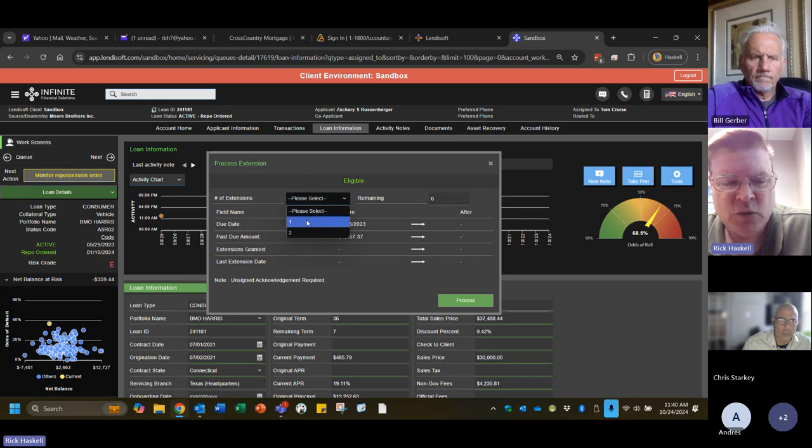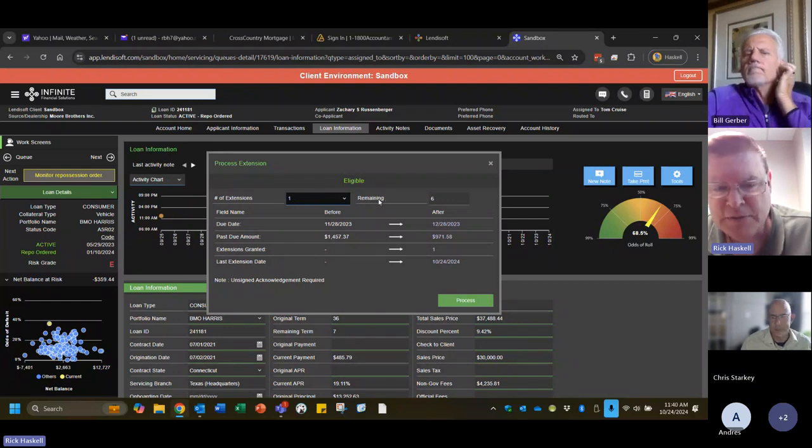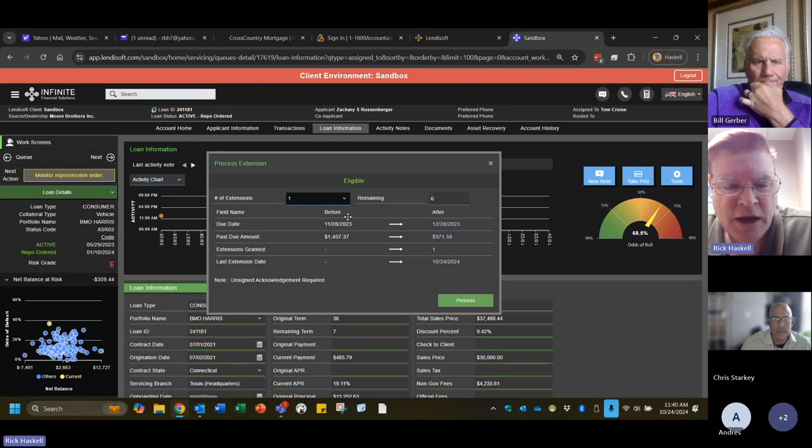So let's say I just do one. And so it's telling me, okay, I'm going to do one extension. I'm going to process one payment extension. It tells me my remaining is 6. So apparently this lender is set up where they could do a total of 7 over the life of the loan. Now, here's some before and after.